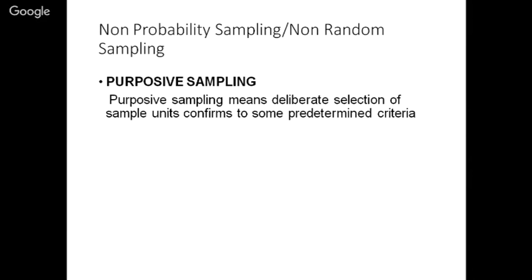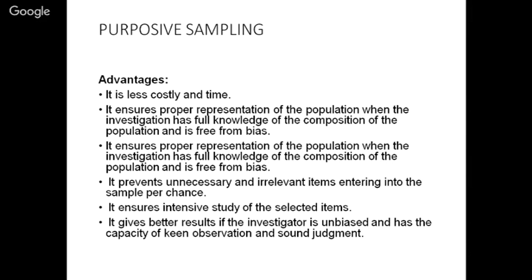So this is considered as purposive sampling. Its advantages are: purposive sampling is less costly and less time consuming. It ensures proper representation of the population when the investigator has full knowledge of the components of the population and is free from biases. It ensures proper representation of the population. It prevents unnecessary or irrelevant items entering into the sample by chance.